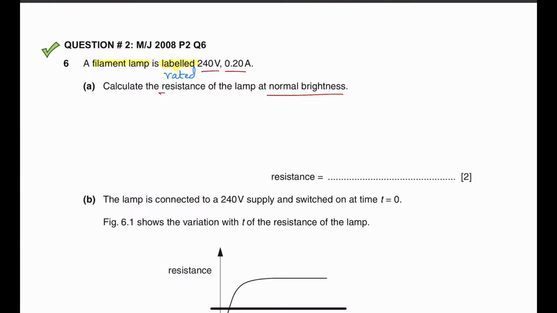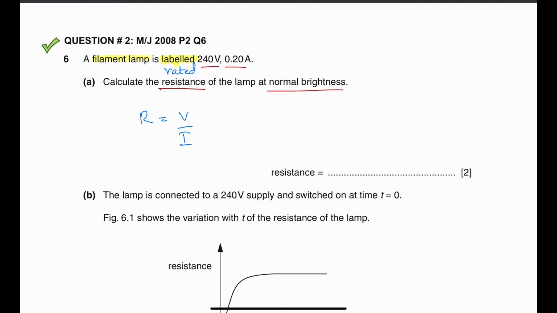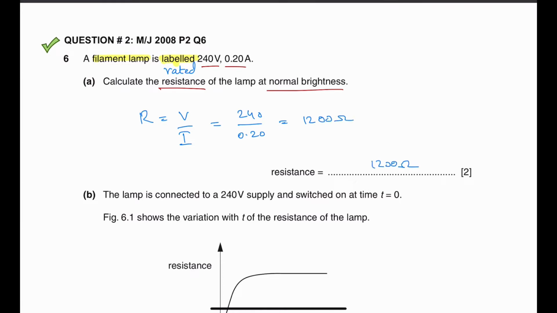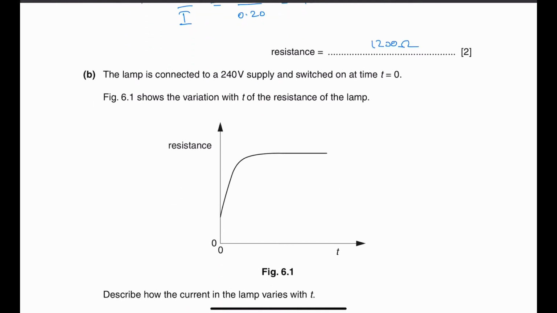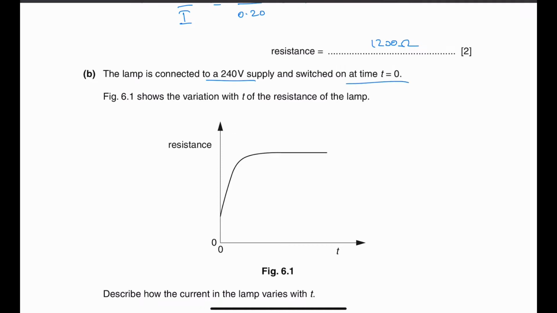So what would be the resistance of the lamp? Well, again we will use the same equation, but this time I'm rearranging it for the resistance, and that would be V over I. So if it is working at normal brightness, then the voltage across it is 240 and the current passing through it is 0.2. So the resistance should be 1200 ohms. Part B says that the lamp is connected to a 240 volt supply, so that would be the potential difference across it, and it is switched on at time t equals 0.